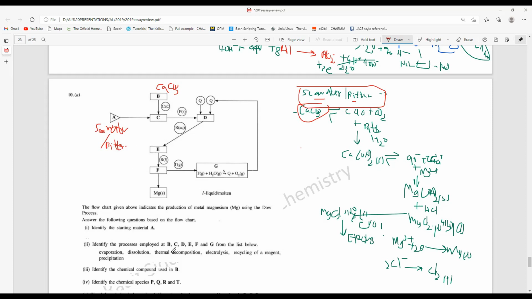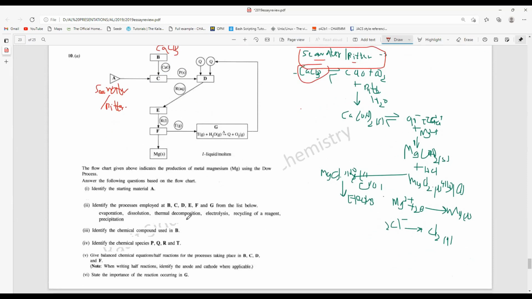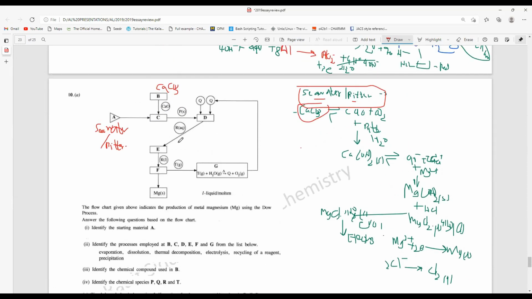Identify the processes employed at B, C, D, E, F from the list given below. So they are telling you to identify what these processes are. Don't get confused: here the boxes are processes, not the products. The products are given in these circles. Normally in the previous question it was the other case; they give the processes between the arrows using circles and the products in the boxes. But now it is the other way around.